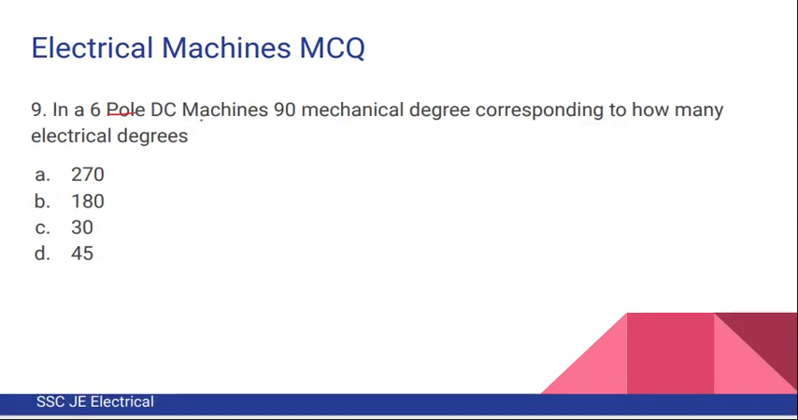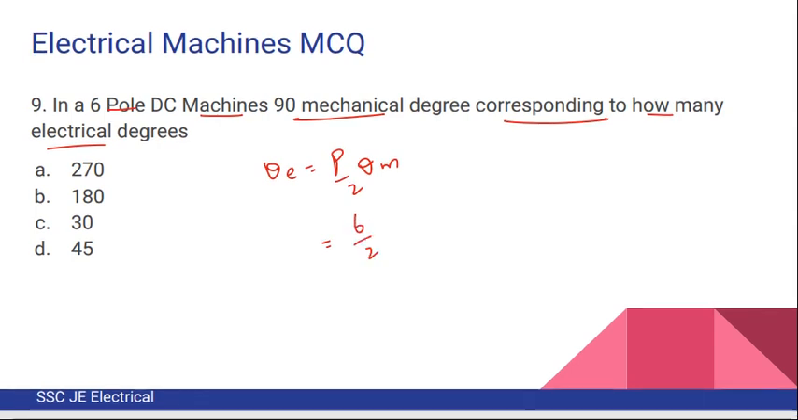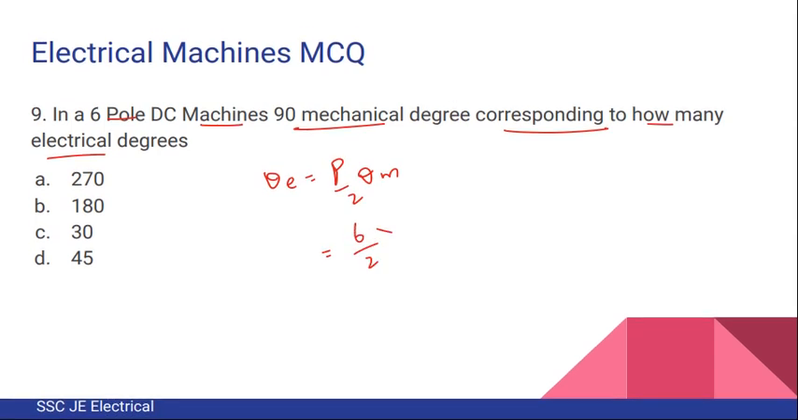In a 6-pole DC machine, 90 mechanical degrees correspond to how many electrical degrees? The formula is theta E equals P by 2 into theta mechanical. P is the number of poles, that is 6 by 2 into theta mechanical. Given 90, simplify: 3 into 90 is 270. So 270 electrical degrees. Hope you understood.